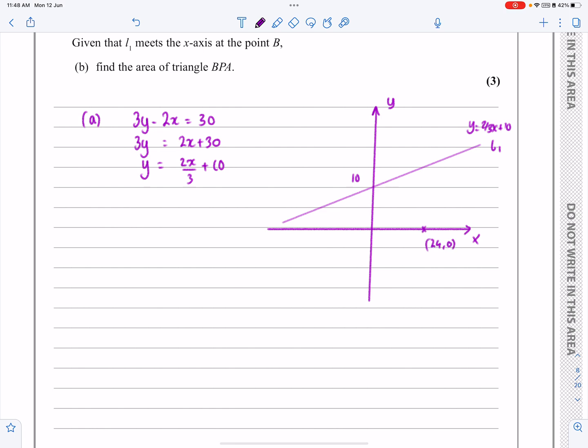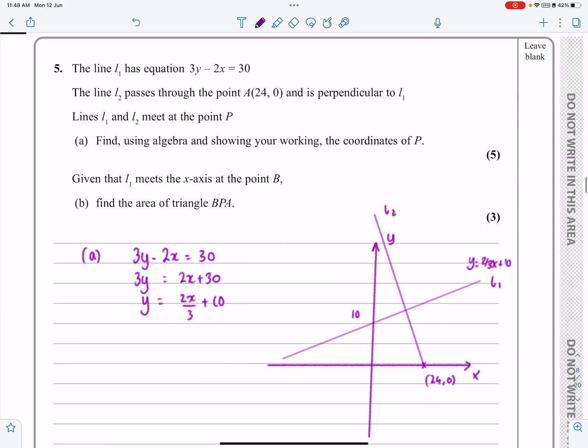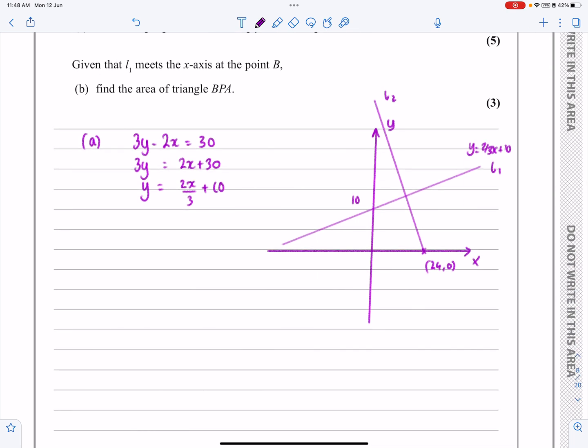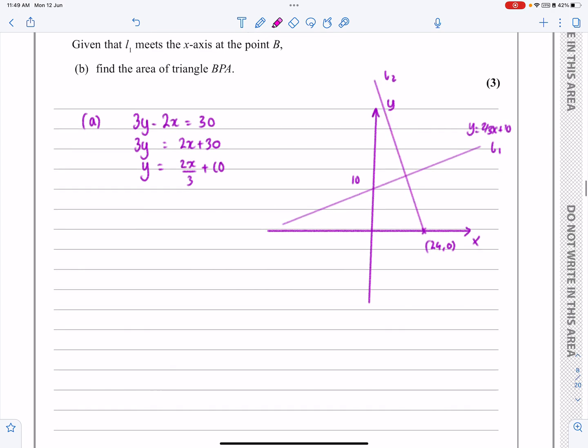Now line L2, it tells me, is perpendicular to that and hits at the point (24, 0). So if I then draw that line in, this is going to be the line L2, and I don't know the equation of that. So at least I know what I've got to do now. If I want to find the coordinates of P, I want to find where these two lines meet, where they're equal to each other. So really, the first thing I need to do is to work out the equation of this line. They will have given me the information in the question to do it.